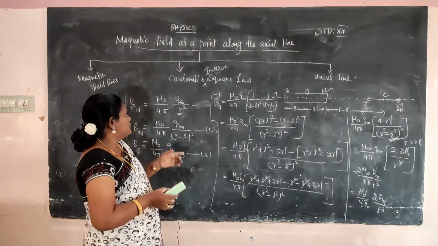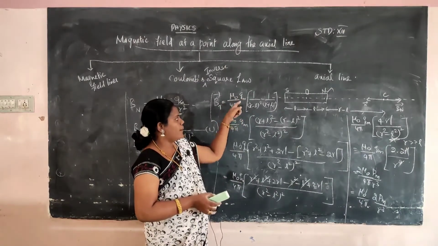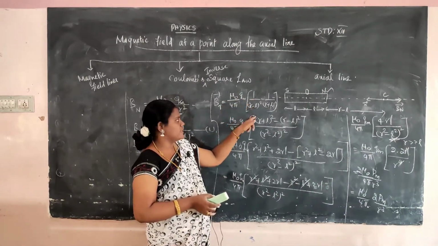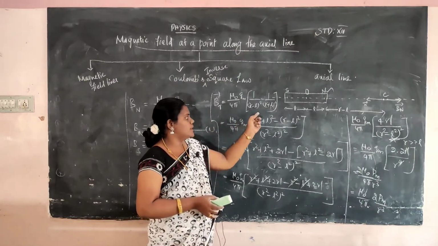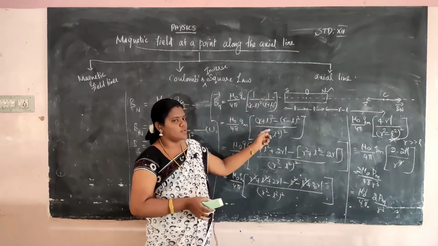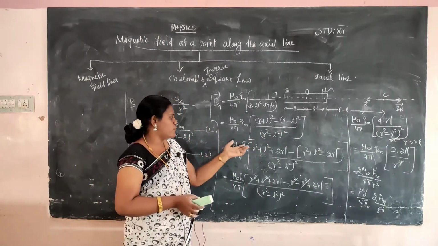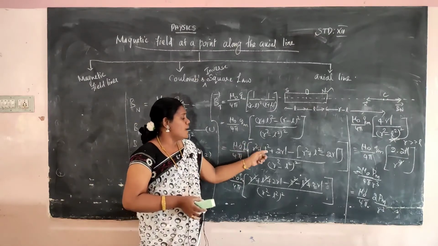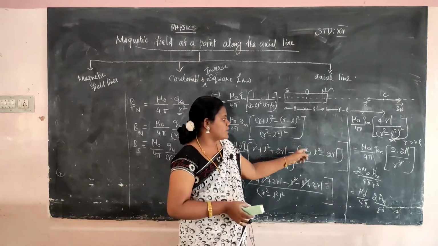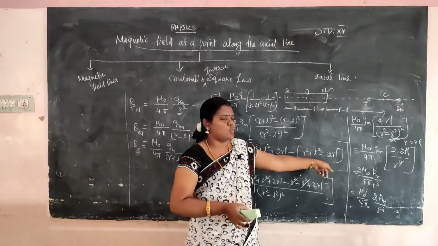So the total magnetic field is equal to mu naught by 4 pi, QM taken outside, 1 by R minus L the whole square minus 1 by R plus L the whole square. Taking the LCM, R plus L the whole square minus R minus L the whole square, by R square minus L square the whole square. Then you have to expand using the A plus B the whole square and A minus B the whole square format. So mu naught by 4 pi into QM into R square plus L square plus 2RL minus R square plus L square minus 2RL. All the terms will cancel except 2RL plus 2RL.